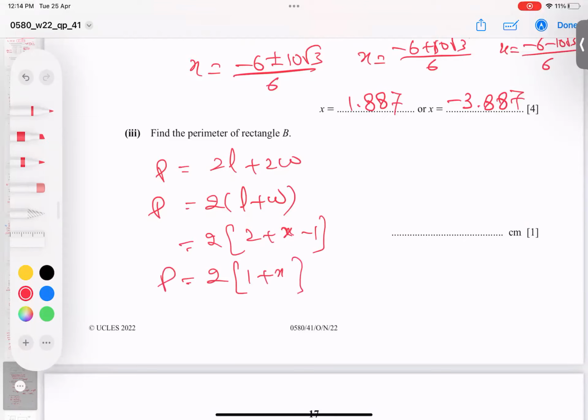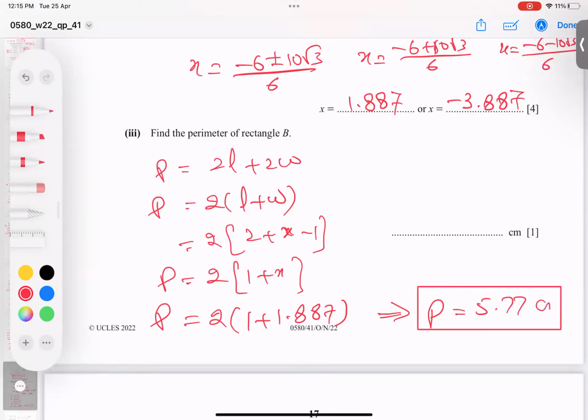And now I replace the values. Negative, I will not put it here, it is wrong. I will take this value only. So 2 times (2 plus 1.887), and when I plug in this answer, the perimeter finally is coming as 5.774. But he did not mention it at all here, so we write 3 SF: 5.77 centimeters. I hope the point is very, very clear. And let's go for the next part.